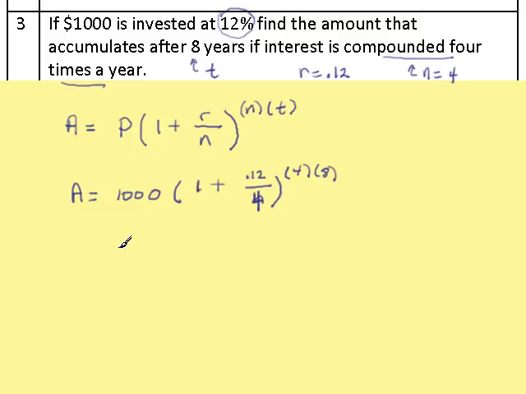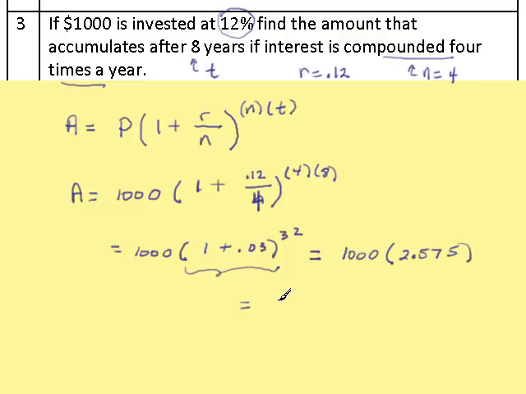So we're going to use our calculator to figure out 0.12 divided by 4, which is 0.03. 1 plus 0.03, or 1.03, to the 32. Okay, so that would be 1,000 times, and from the calculator, we get this amount, 2.575. All right, so we multiply by 1,000 and we have $2,575.